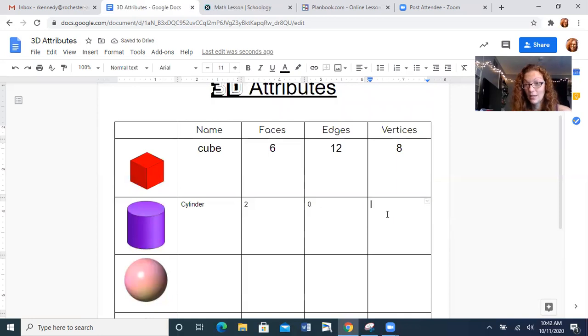Now, the vertice, remember the definition, it's where 3 faces meet. So we have 1 face here, 1 face here. Wait, we don't have a 3rd face. So can a cylinder have any vertices? Nope, it doesn't. Wow, there's going to be a lot more zeros in this.